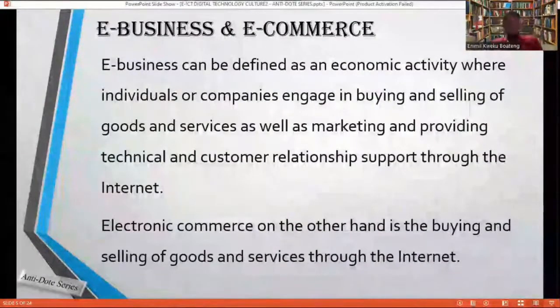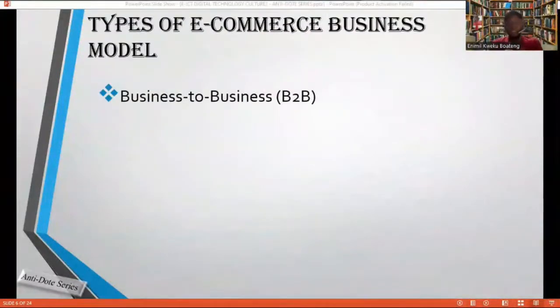At the comfort of your home, wherever you are, you can have this done for you online through electronic devices. So that is what we are looking at as e-business. The companies engage in buying and selling, and then they go ahead to provide customer services, the things that they do physically. So business to business is an e-commerce type of business model.